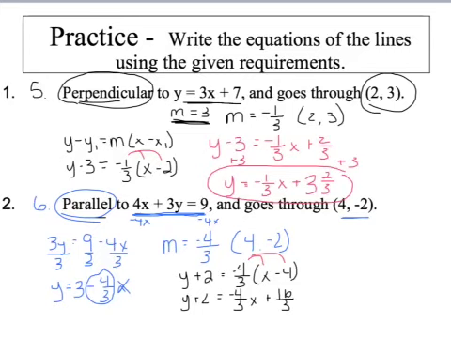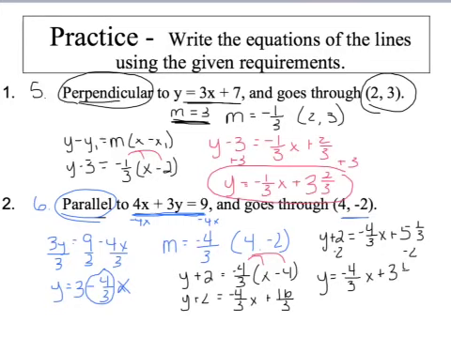So I'm going to rewrite it. Y plus 2 equals negative 4/3 x plus 5 1/3. Then I want to subtract 2. So y equals negative 4/3 x plus 3 1/3. And now my line goes through the point 4, negative 2, and is going to be parallel to their line. A good way to check would be to graph both of them.